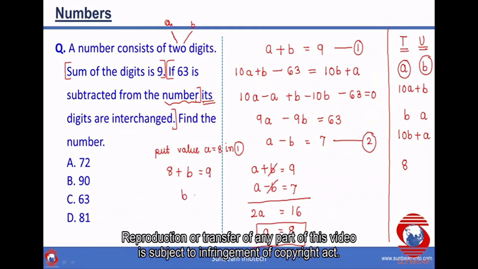So now I can find out the value of B. So what is the value of B? The value of B is 1. So can I say the first digit is 8, the second digit is 1.